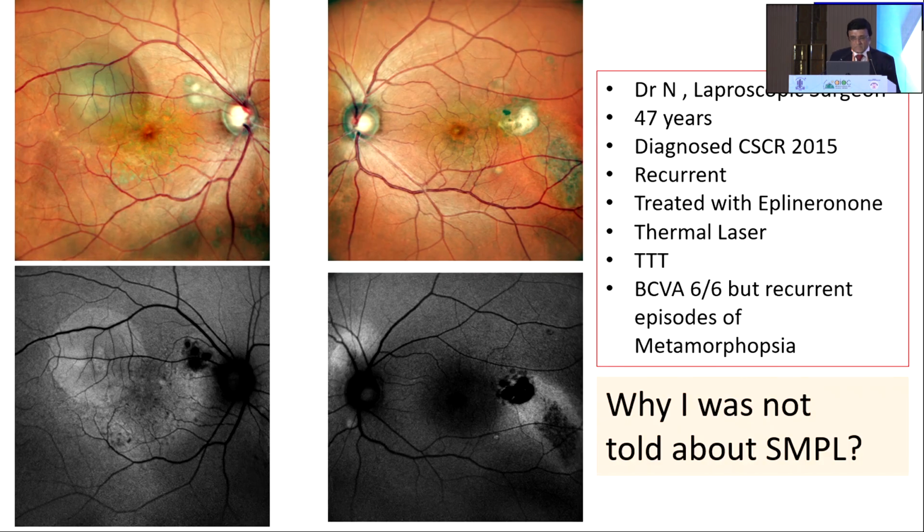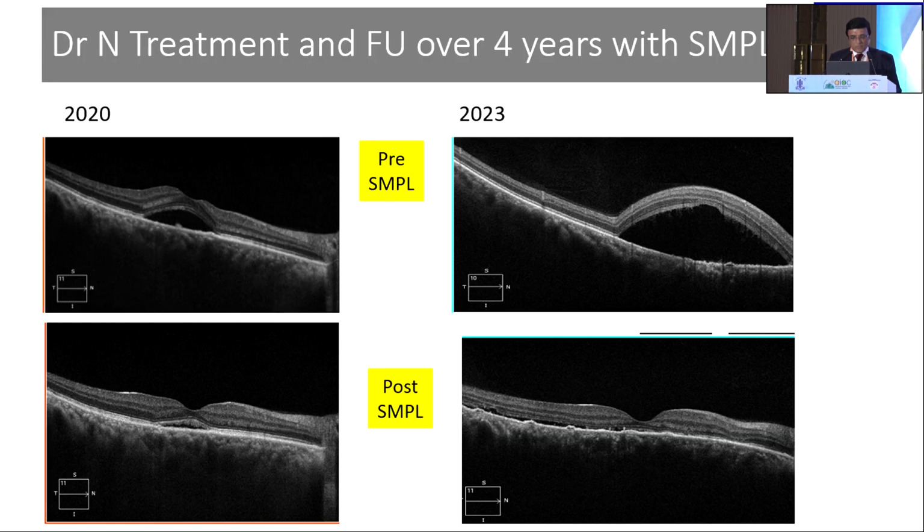So this was a patient who was a laparoscopic surgeon, a 47 year old male, who was diagnosed with CSCR in 2015. He has been treated with all modalities of treatment, including a thermal laser. You can see the spot of a thermal laser here. And he came to me and I suggested that we do micropulse laser. After treatment, he asked me, why was I not told about subthreshold micropulse laser earlier? So this is his picture.